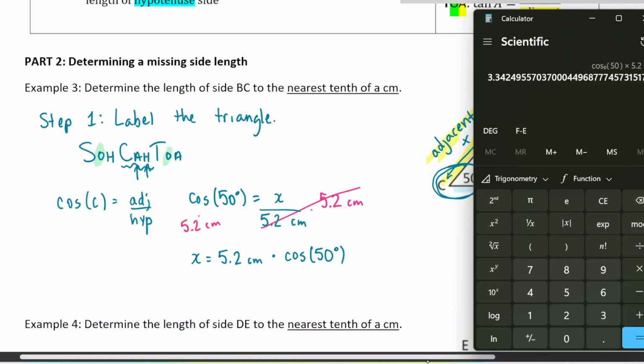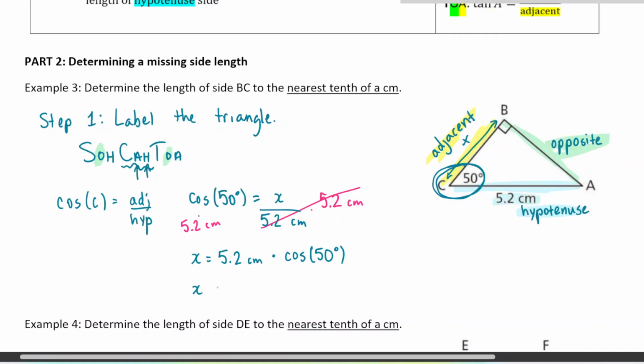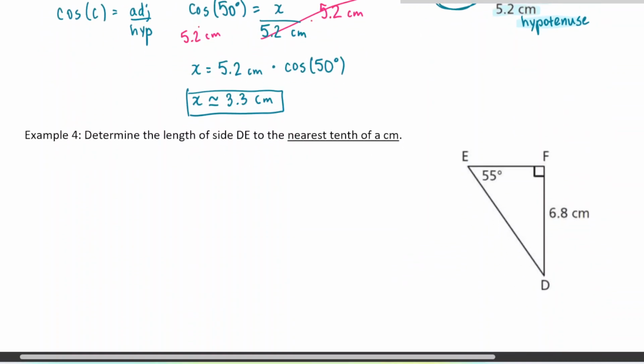Okay, so it's about 3.3. It says nearest tenth, so x is approximately 3.3 centimeters. And don't forget your units. We're measuring length here, so the other length is in centimeters, so our length is going to be in centimeters as well. Okay, let's try one more.